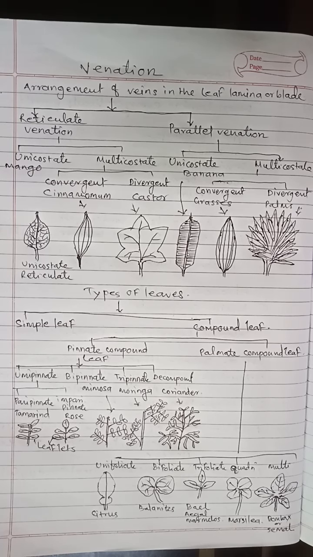is found. Divergent type: many principal veins arising from the tip of the petiole diverge toward the margin of the leaf blade, means they cannot meet at the leaf apex, in a more or less parallel manner. Such type of leaf is found in palm plants or coconut plants.